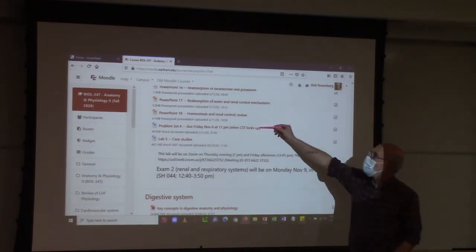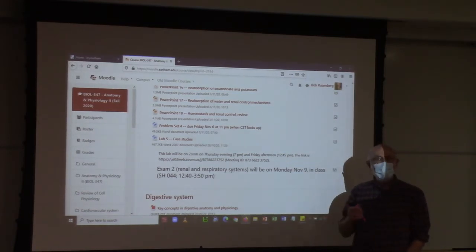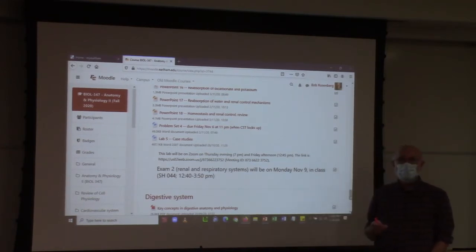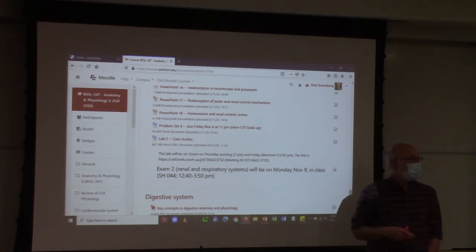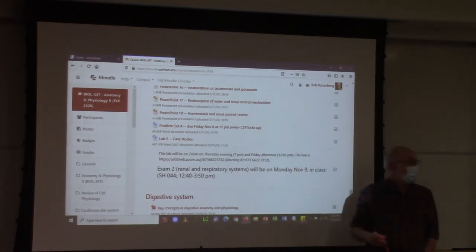Remember that problem set 4 is due this Friday. If you turn it in early, I'm checking. The envelope is now at the CSD desk. I will be checking it daily, and if you turn it in early, I will grade it early, and you'll get your results back early. If you turn it in at the deadline, I'll do it on Saturday.